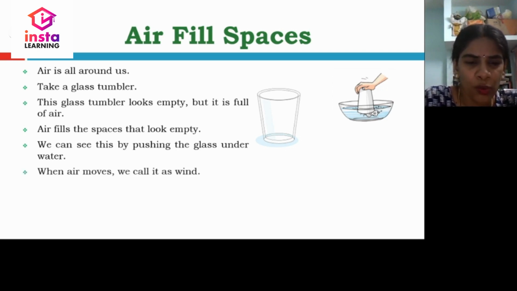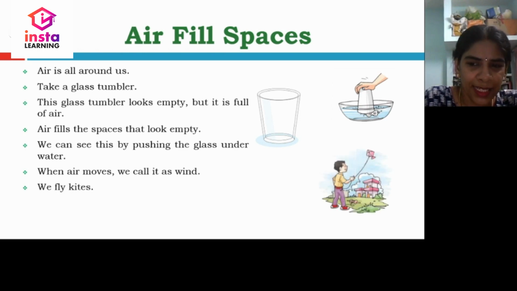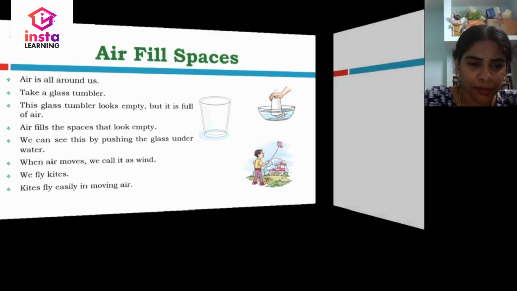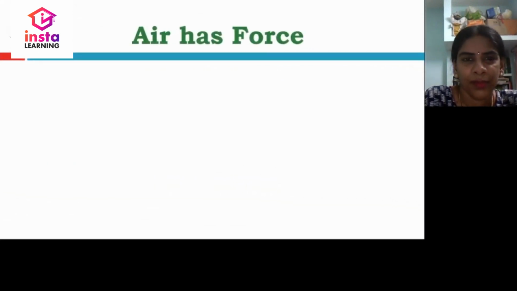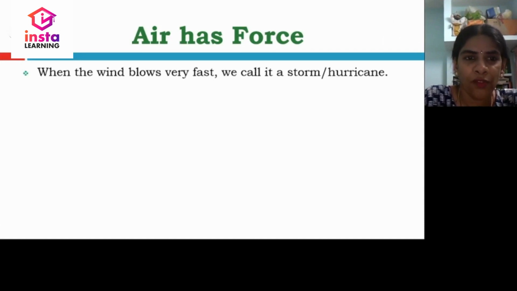When air moves, we call it wind. We fly kites. Kites fly easily in moving air. Moving air is called wind. Air has force. When the wind blows very fast, we call it a storm or hurricane.